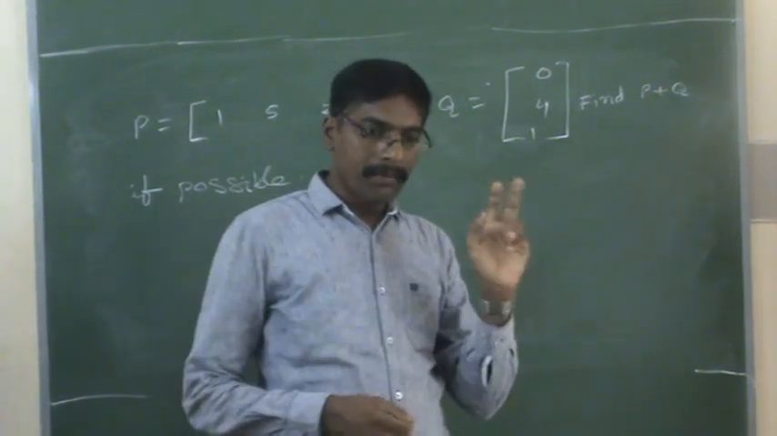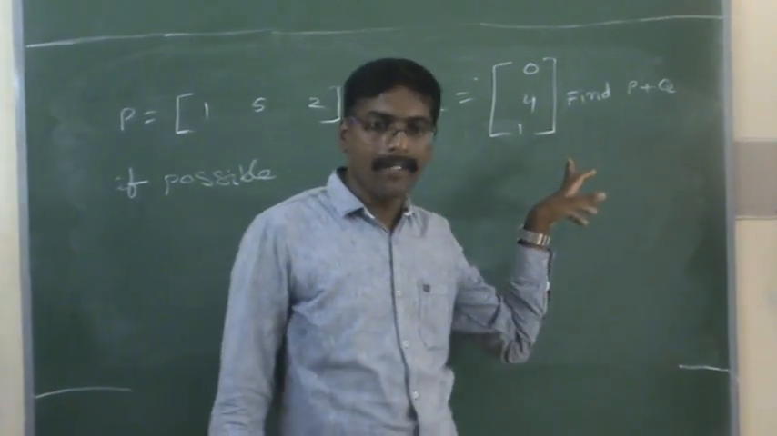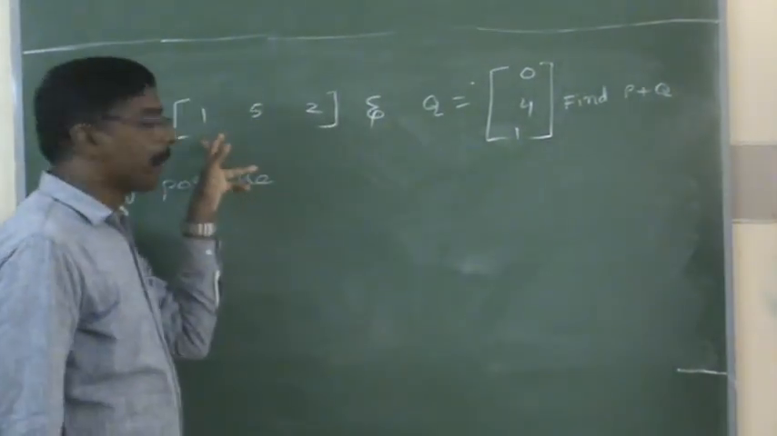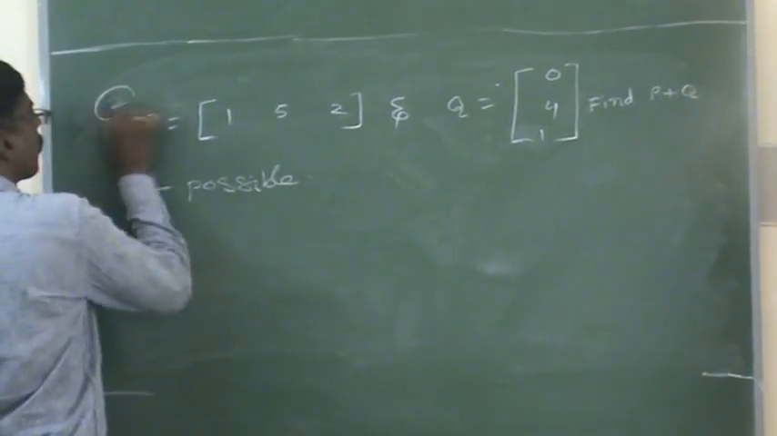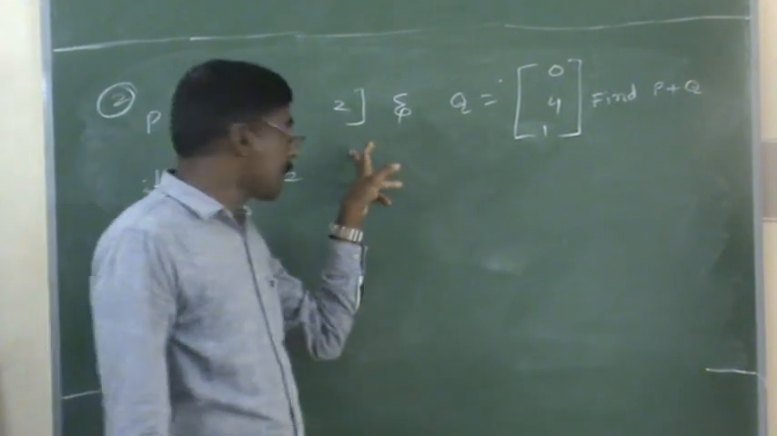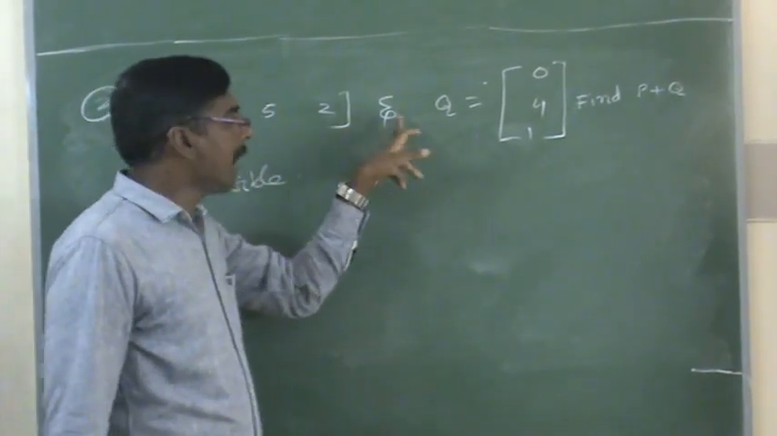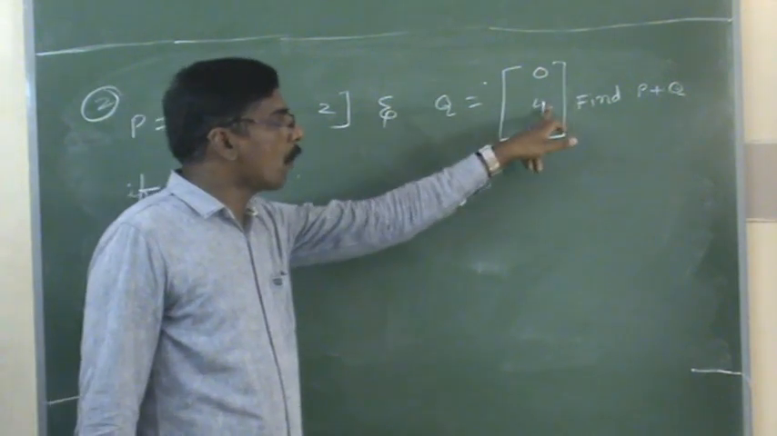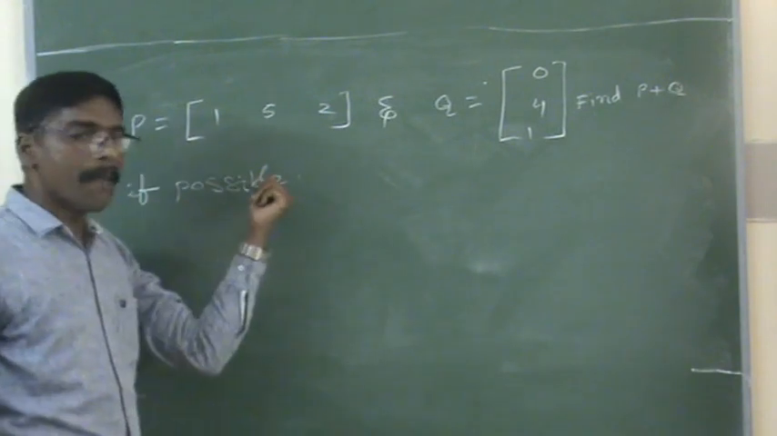I think you saw example 1 for how to add the two matrices. Now, in continuation, how to add the two matrices. Example 2. Here we are taking matrix P: 1, 5, 2 and matrix Q: 0, 4, 1. So find P plus Q if possible.